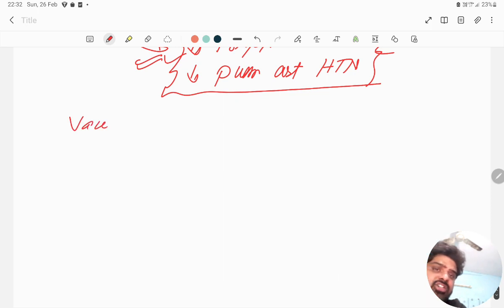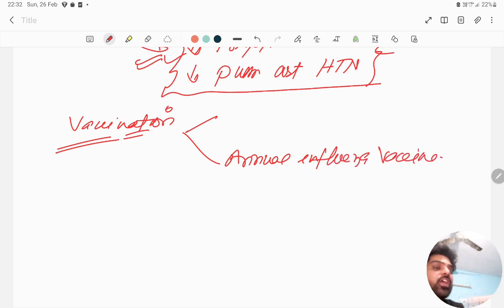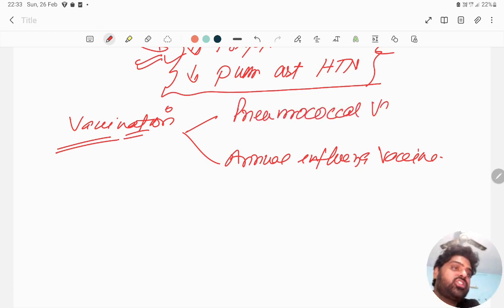Now some vaccination guidelines have also come for the COPD patient, and you have to remember just two. First, the annual influenza vaccine. Every year you have to take the influenza vaccine because there are high chances of infection, and when influenza infection occurs in a COPD person, it can develop COPD exacerbation, which we will be seeing after some time. Second, pneumococcal vaccination. So this is a must for a COPD patient.